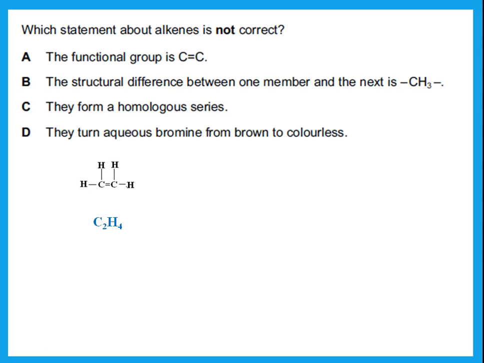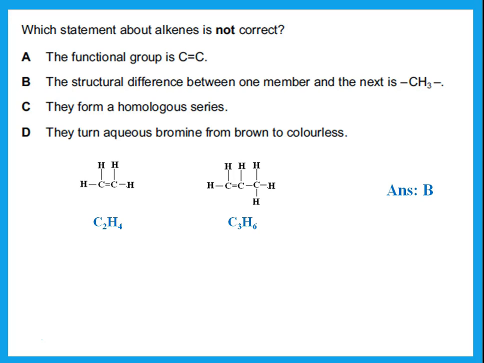Okay, the next one says the structural difference between one member and the next is CH3. Well, let's check. If this is ethene, ethene is C2H4. The next one is propene. Propene is C3H6. Now, is the difference between these two one carbon and 3 hydrogens? No, actually it is 1 carbon and 2 hydrogens. So actually the structural difference between one member and the next should be CH2, not CH3. So this is the wrong statement. So this is my answer.